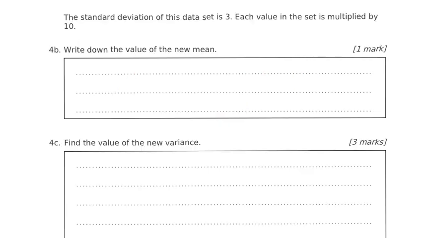The standard deviation of the data set is 3. Each value in the set is multiplied by 10. Write down the value of the new mean. Well, the new mean is the old mean multiplied by 10. So that is 20 times 10, which is equal to 200.